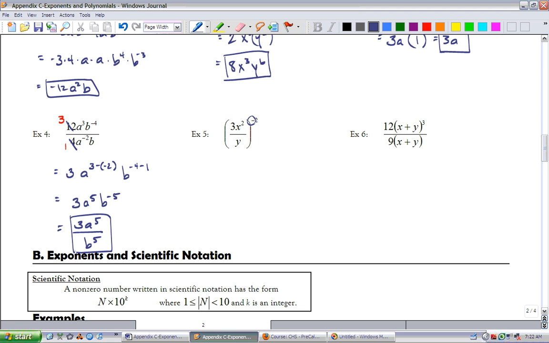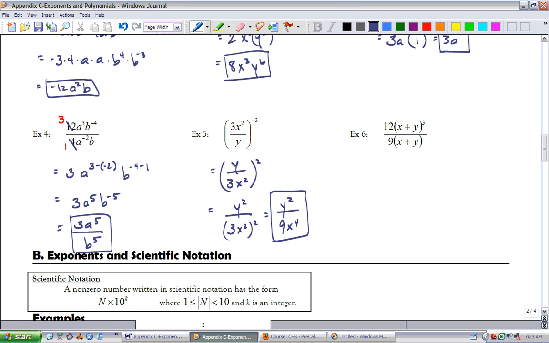Here, notice we have a reciprocal, so I'm going to take care of that first. So I really have y over 3x squared still. All we did was take care of this little negative right there by flipping what's inside there. After we do that, I can square the top and square the bottom. And using the product to a power rule, we get y squared over 9x to the 4th.